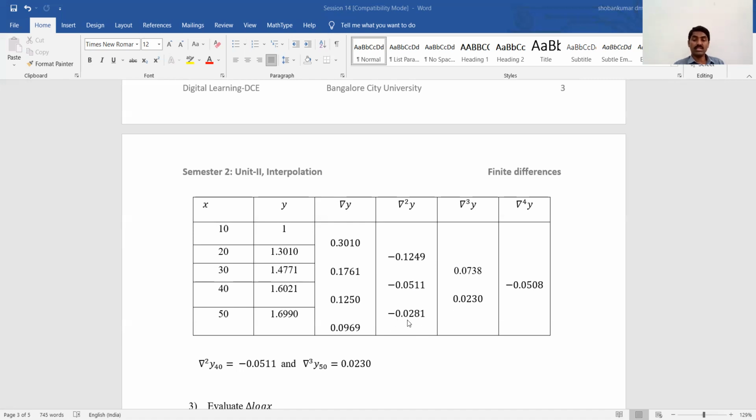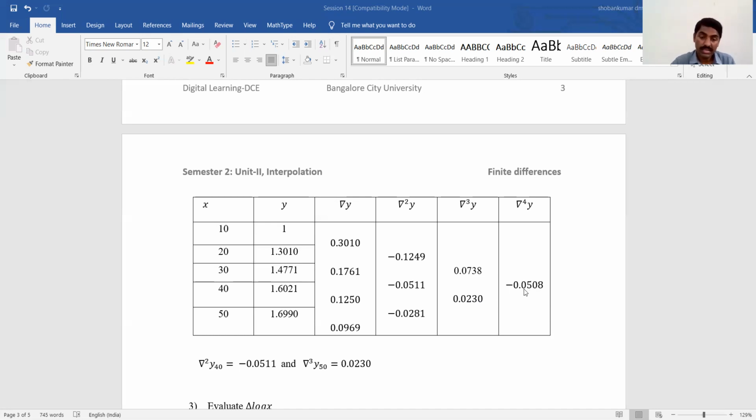And minus 0.0281 minus of minus 0.0511 gives plus 0.0230. This is nothing but nabla 3y1. And next backward difference is 0.0230 minus 0.0738 gives minus 0.0508. This is nabla 4y0.